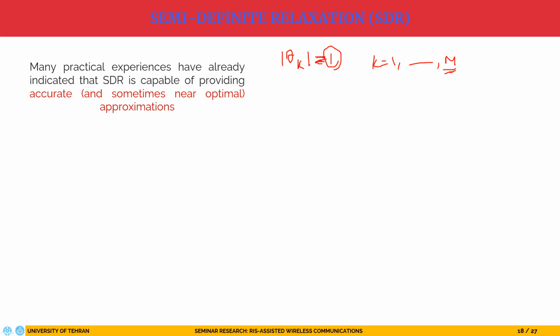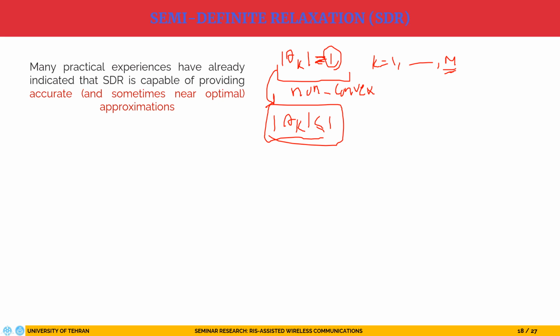This constraint is called the unit modulus constraint, and it is non-convex. It is non-convex, but with relaxation we can transform it to a convex constraint. By relaxation we can transform this constraint to this constraint. This is a convex constraint and can be utilized in the CVX tool in MATLAB, and the problem can be solved.